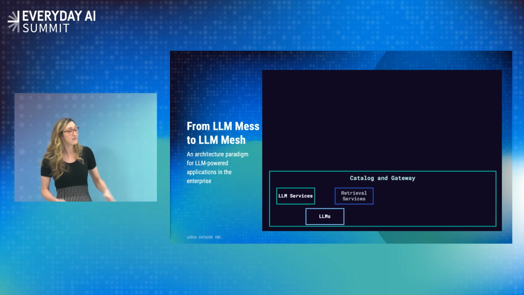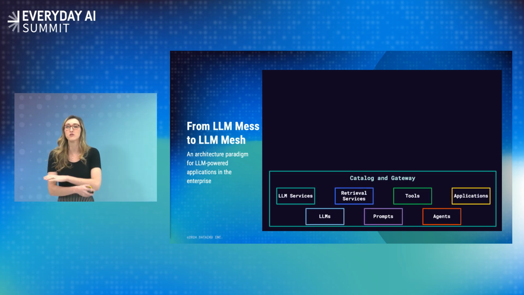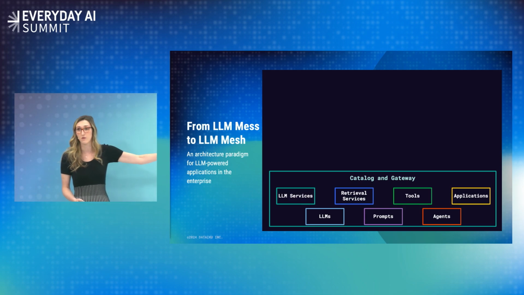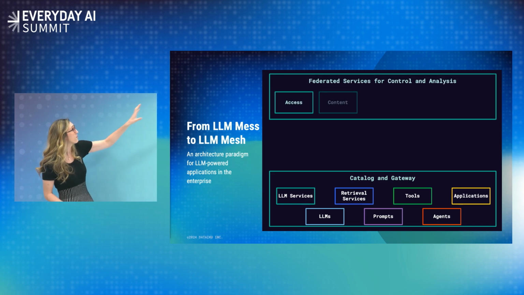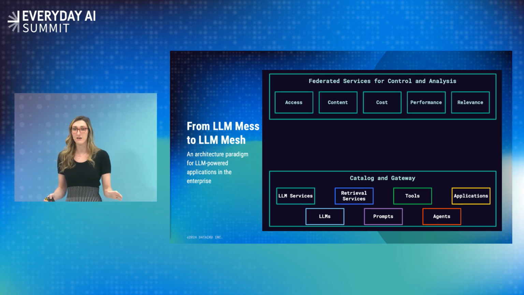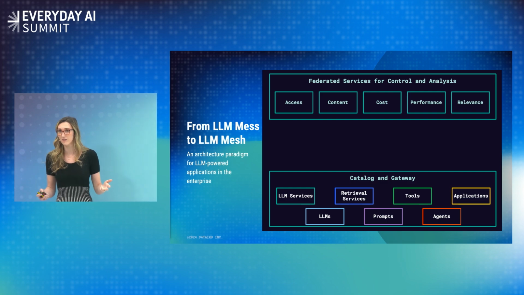Firstly, by building out this catalog and gateway through which we can access all of the services we've seen in our component stack, retrieval services, tools, prompts, everything. At the top, we then have our federated services layer. Although different applications will have different reasons that they're being built for different parts of the business, they might be internal, external, there are some core principles that will sit above all of them.